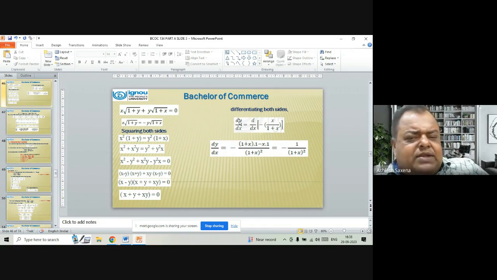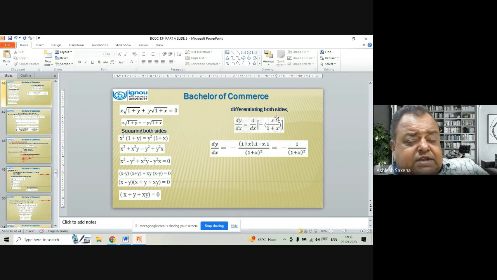Another method is dy by dx is equal to d by dx of x upon 1 plus x. What I've done, I've taken this y common. Y common ले लिया, बाकी सब कुछ इधर आ जाएगा, ये इधर आएगा, ये नीचे आएगा. I will be left with minus x upon 1 plus x. When I will be differentiating it, I will be squaring this. Squared. I will take this at the top.